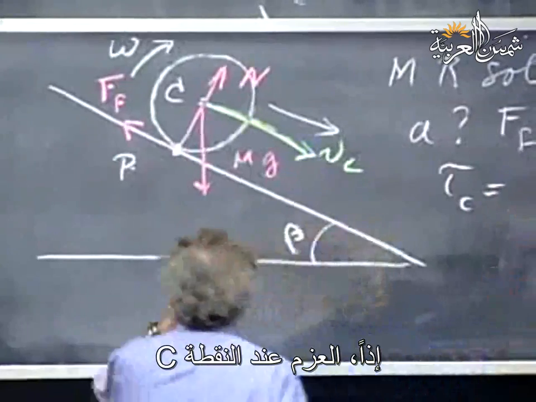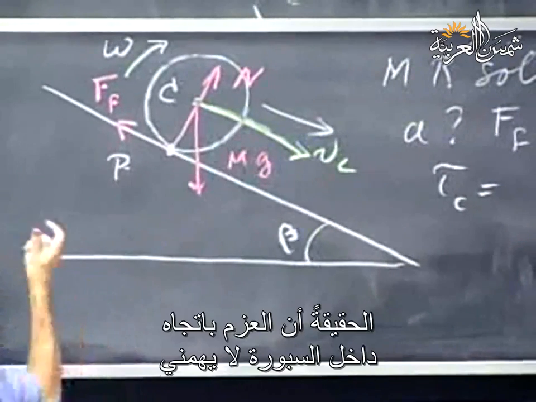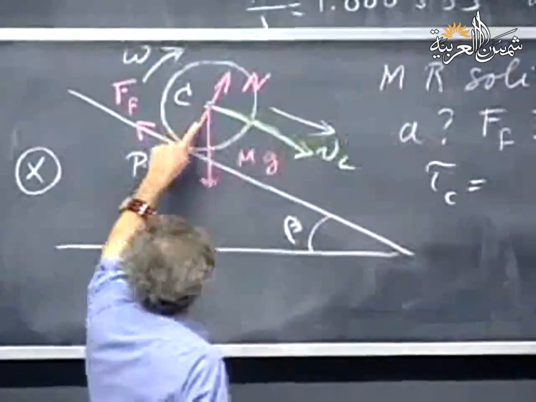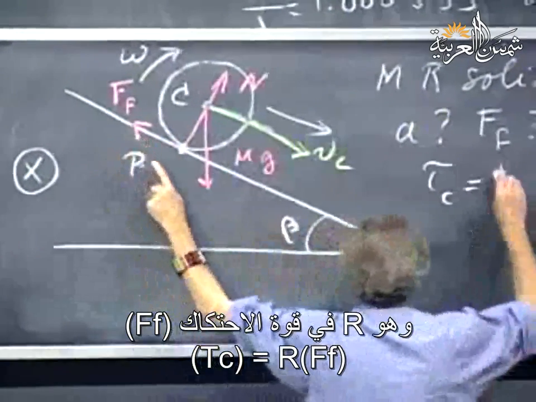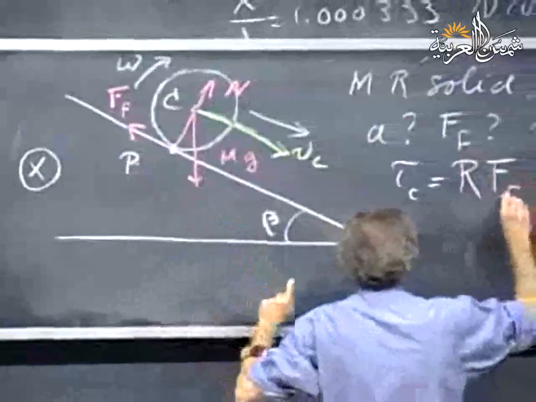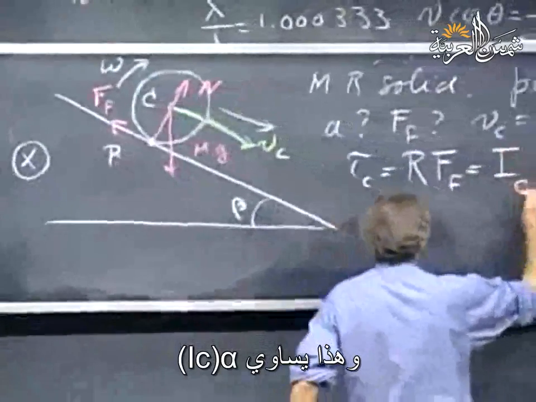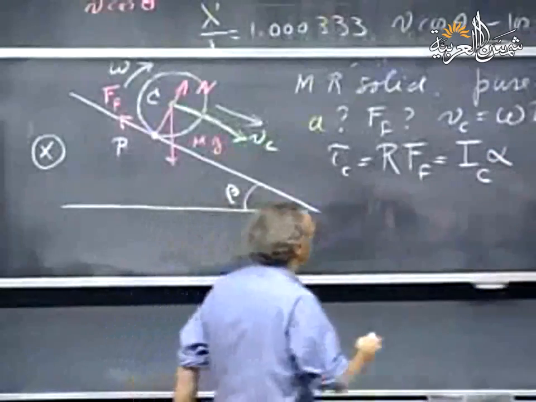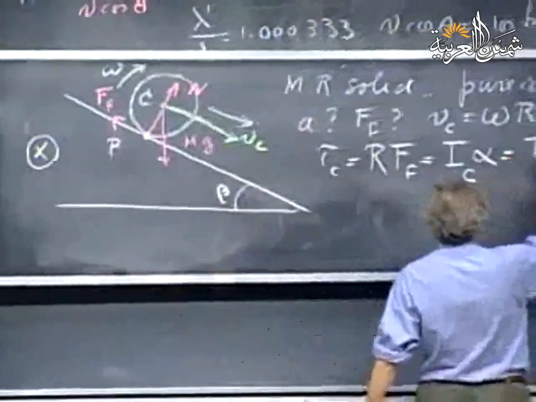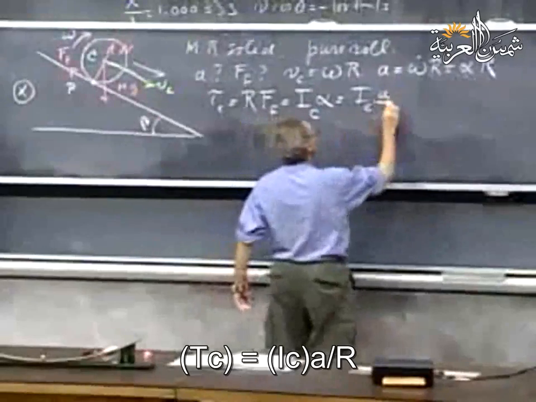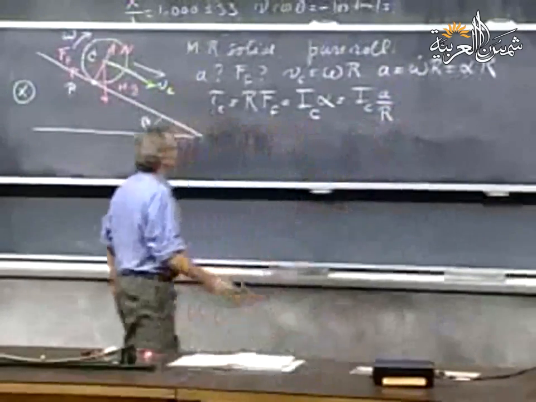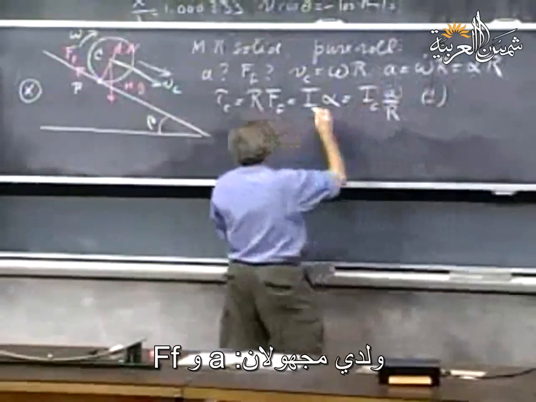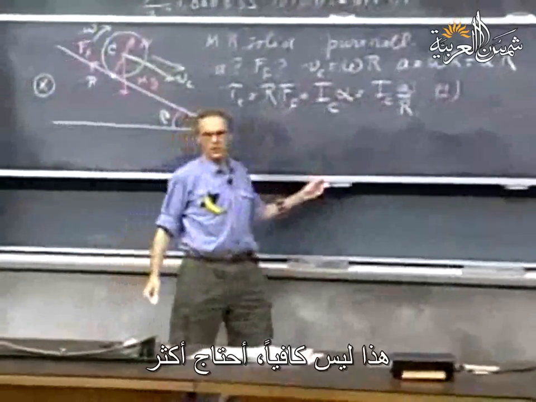For the torque relative to point C, the fact that the torque is into the blackboard is of no concern to me. I just want to know the magnitude. That is R times F_f, R times the frictional force. That must be the moment of inertia about that point C times alpha. We've seen this now twice already. And since alpha is A divided by R, this is I of C times A divided by R. This is one equation, and I have A as an unknown, and I have F_f as an unknown. So it's not enough. I need more.